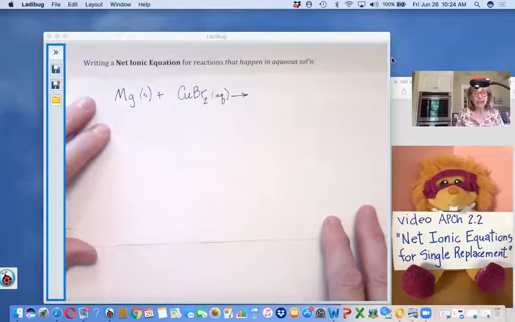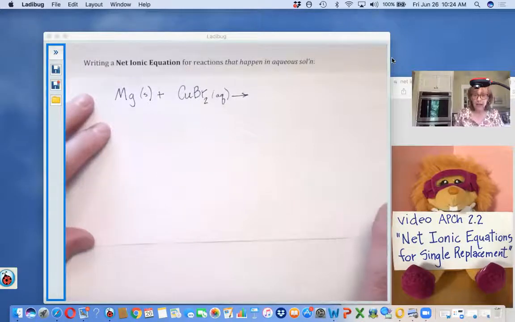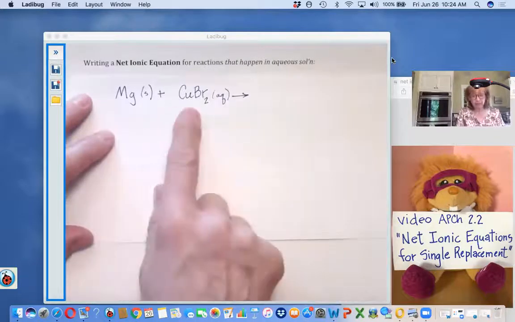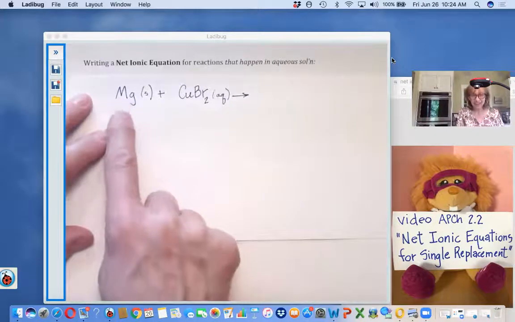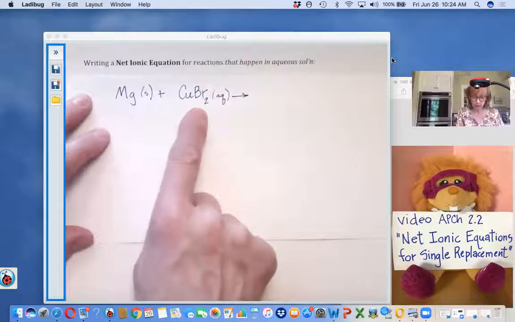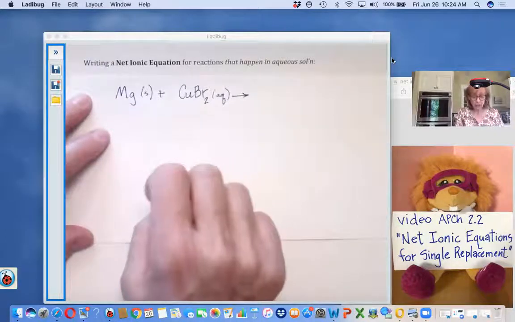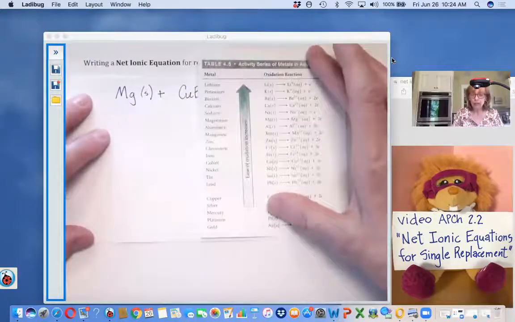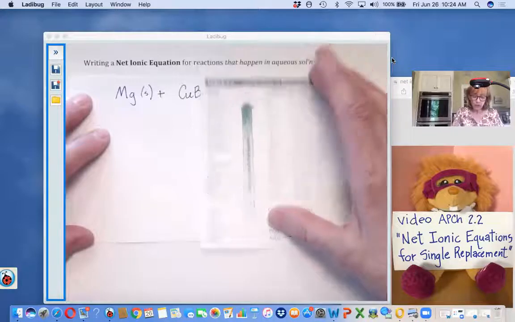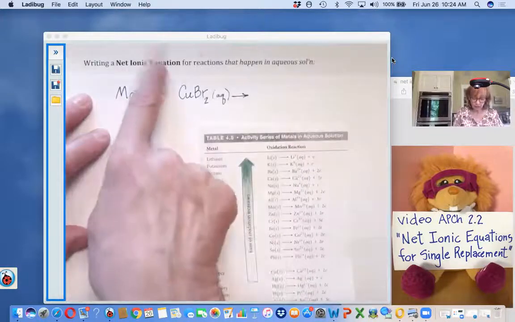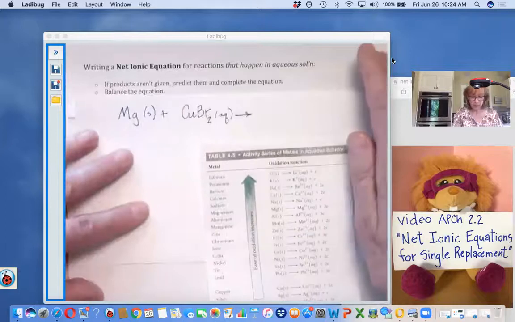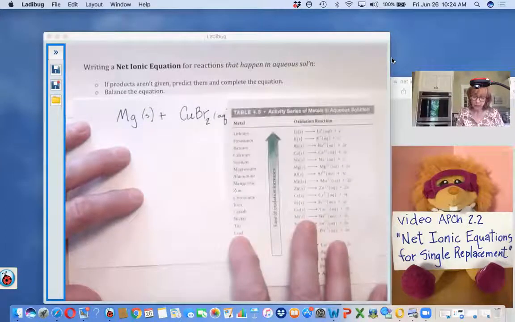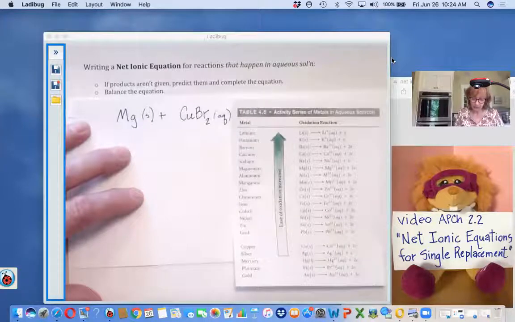This is about writing a net ionic equation for reactions that happen in aqueous solution. So I have an example here. These are the reactants for a single replacement reaction. And in first year chem, you learned how to use an activity series to predict the products. So when we write a net ionic equation, we're going to start with that same step. If the products aren't given, you're going to use your activity series to predict them and then balance the equation.